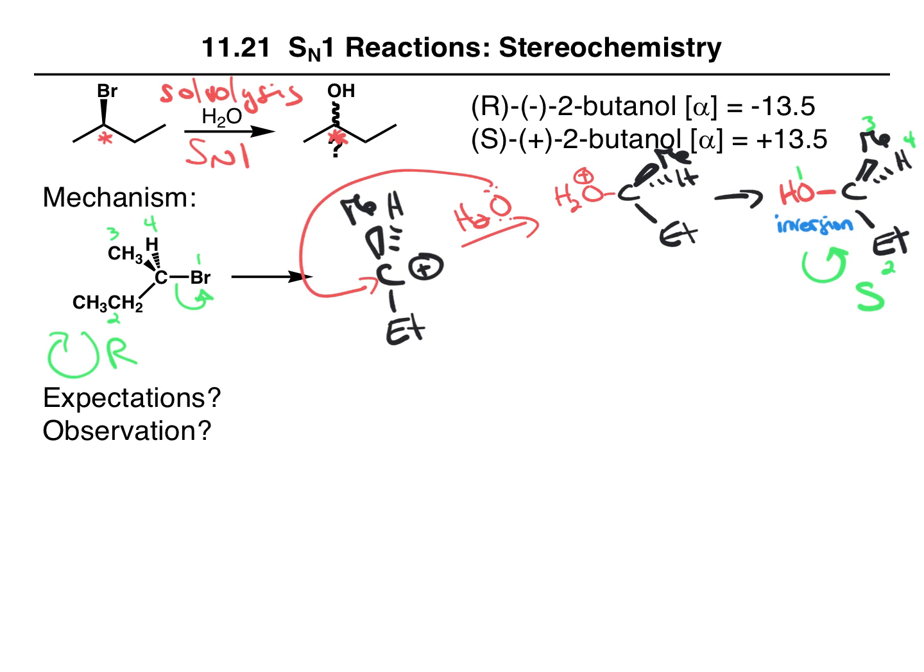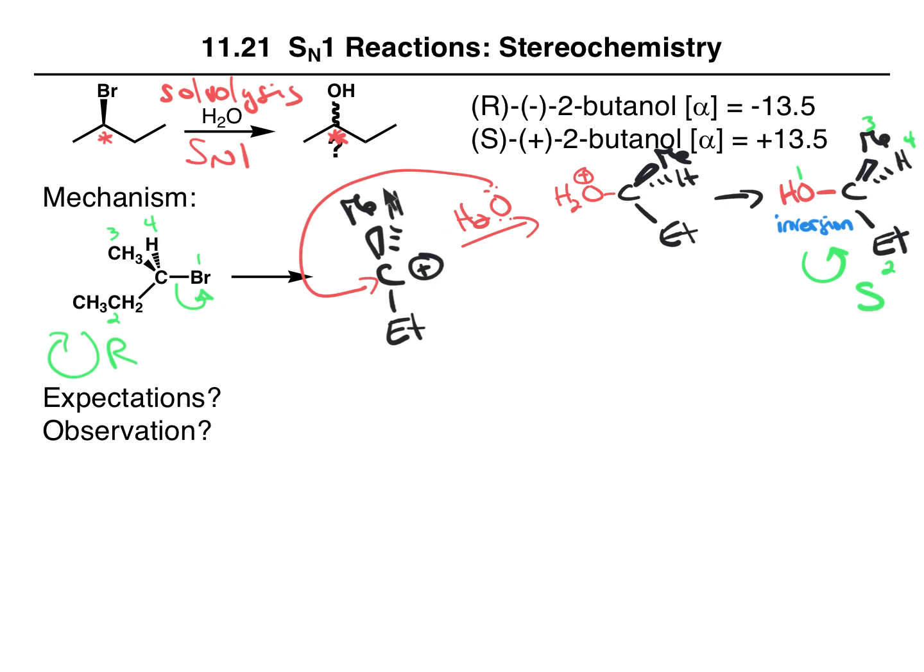Keep in mind, absolute configuration refers to R versus S. Relative configuration refers to just the general appearance, the fact that similar groups have the opposite orientation in space.